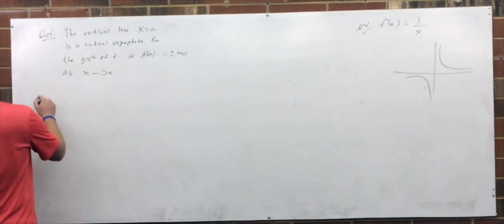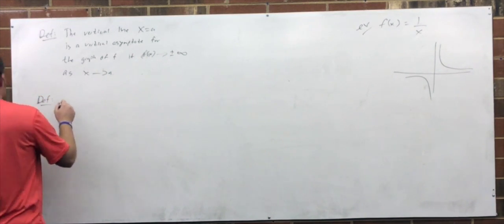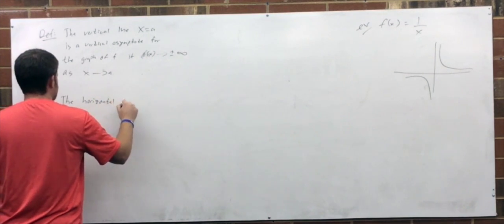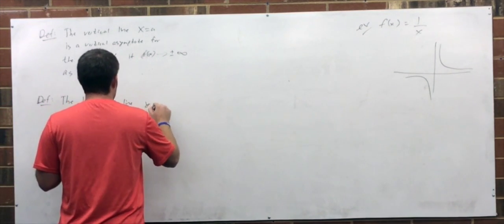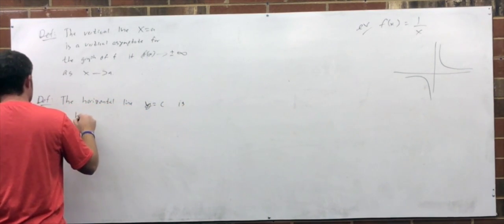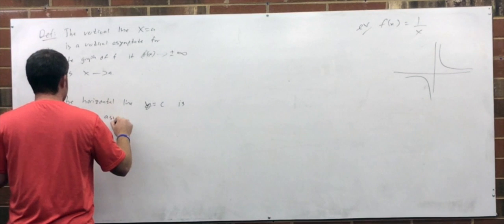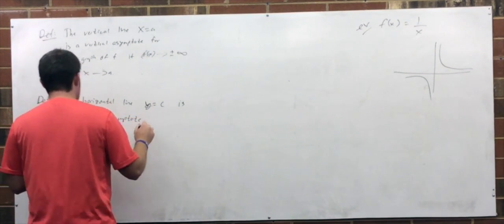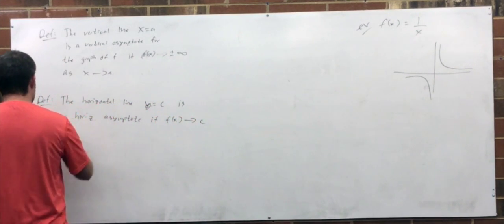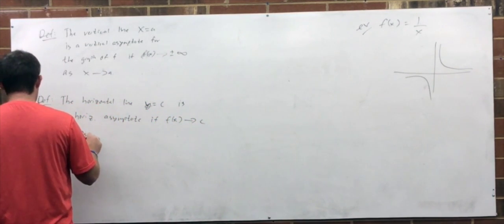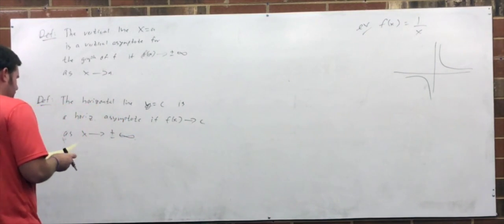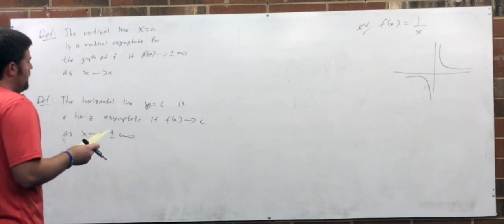Okay? So let me give you a definition of a horizontal asymptote. The horizontal line at y equals c is a horizontal asymptote if f of x approaches c as x approaches positive or negative infinity. Okay, and I'll give you an example of that here in just a second.